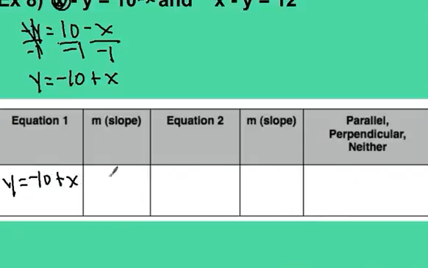So remember, my slope is the number that's in front of x, and if there's not a number there, it's an imaginary 1. So my slope would be positive 1.